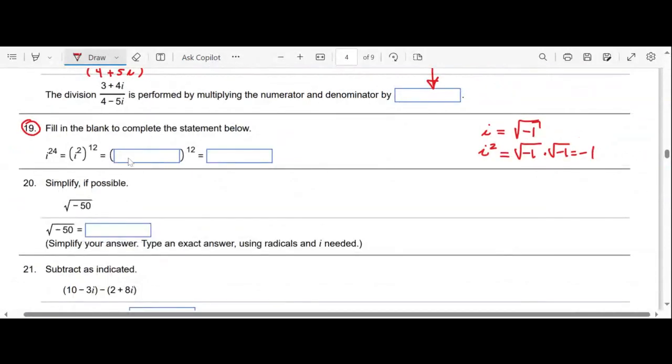So this is going to be what? Minus 1 to the power of 12, which is going to be what? Negative 1 also. Because if you say negative 1 to the power of 2, how much? 1. Negative 1 to the power of 8, 1. Negative 1 to the power of 12, 1. Okay, so this one is 1. Clear? Yes.